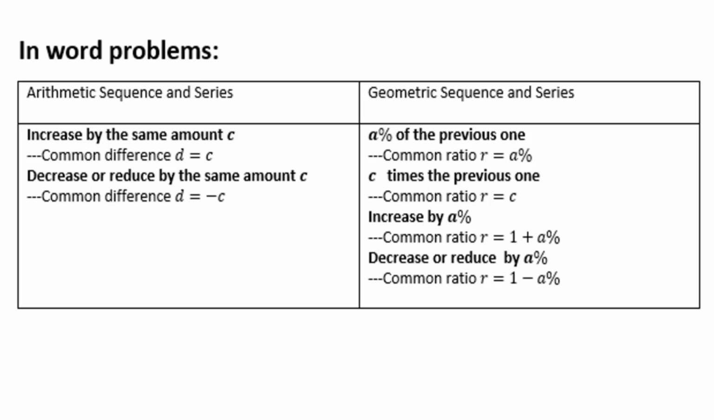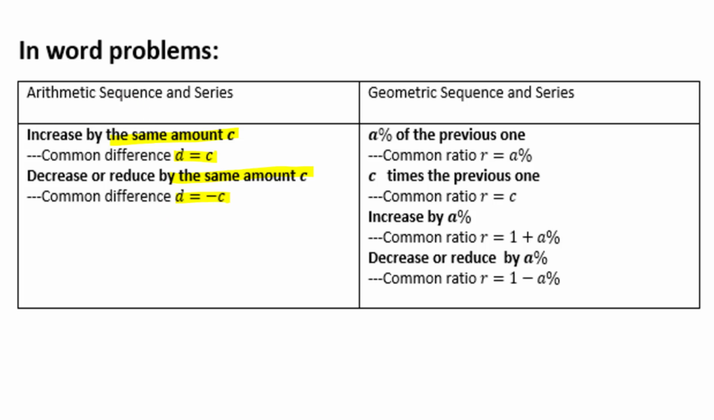When you see the words increased by the same amount, or decreased or reduced by the same amount C, then this is an arithmetic sequence and series. For increase by the same amount C, the common difference equals C. For decrease or reduce by the same amount C, the common difference equals -C.